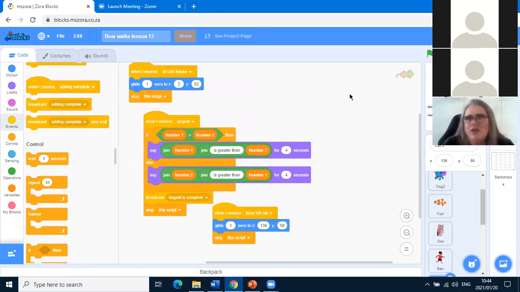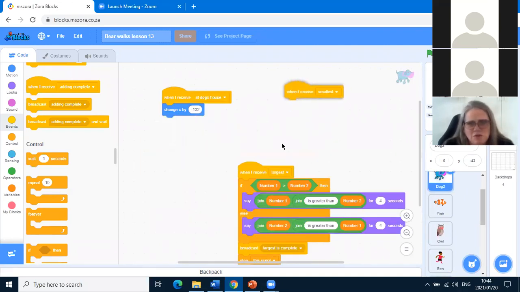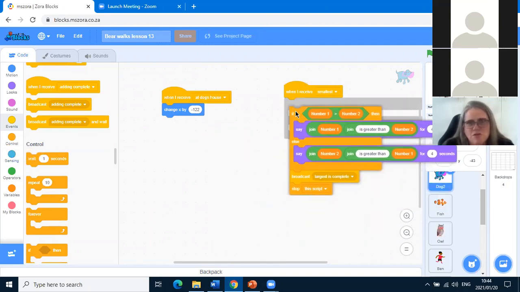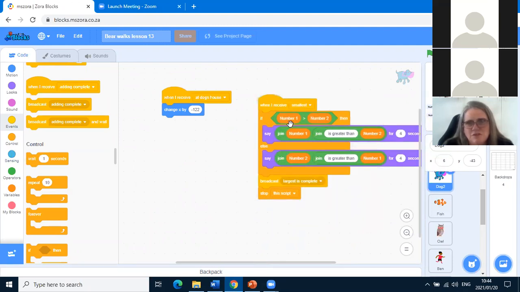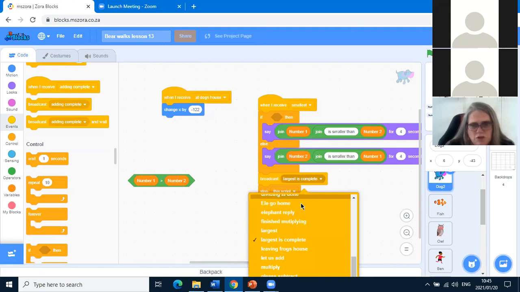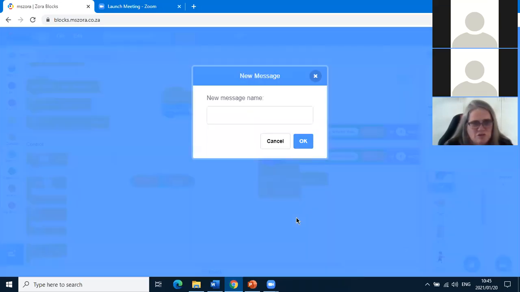Now you probably put up your hand to say how to do it, eh? I think it was Hadia that told me. I can't remember. When I receive smallest, we're going to use the same code if, but in this case, if number, we're going to use a less than sign. And we're going to change the wording over here: is smaller than. Okay. And we're going to broadcast a message saying that smallest is complete.